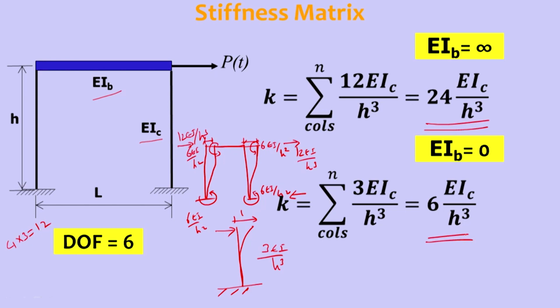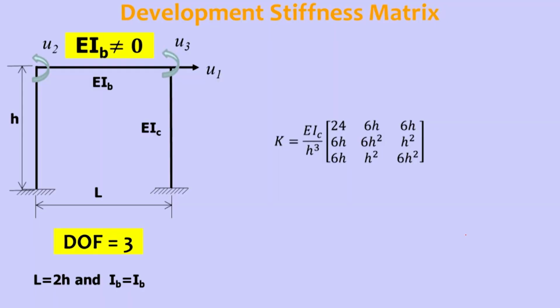But in usual cases it is neither 0 nor infinity, it is somewhere in between. So if it is somewhere in between, how do we develop the stiffness matrix? That is what we are going to see in this slide.